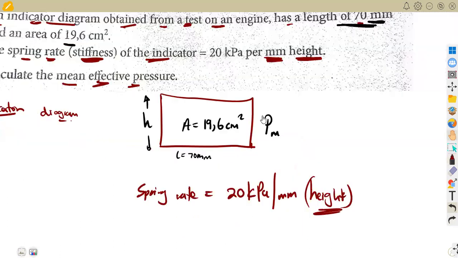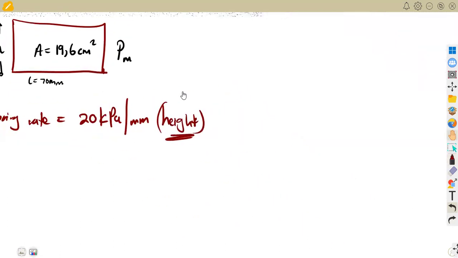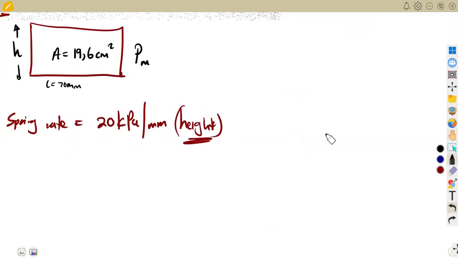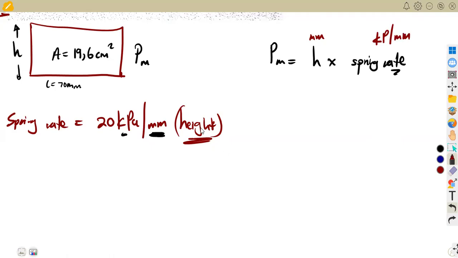All right, this is what we have. So like I said, from our information, the indicated mean effective pressure, P indicated mean, must be taken from the height times the spring rate. Once you know this, you are done. It's height times the spring rate, which is the stiffness. The spring rate is given in kilopascal per millimeter. It means our height must be in millimeters for us to use kilopascal per millimeter of the height. But do we have the height? No, we do not have. We have the length, not the height.